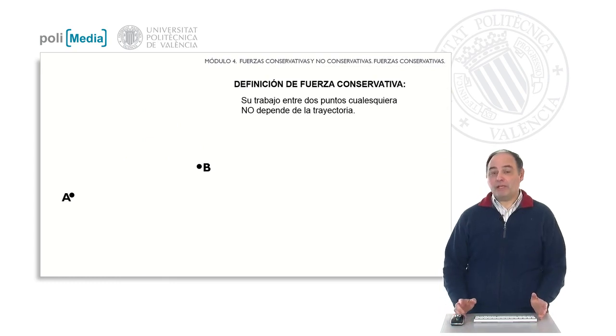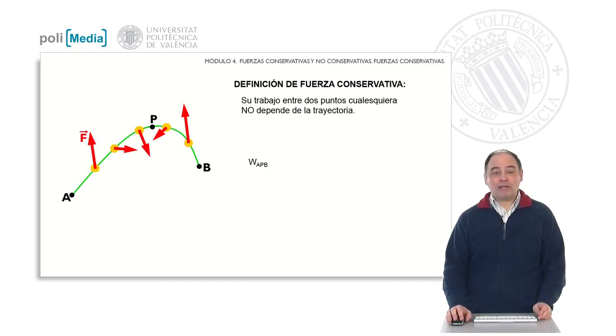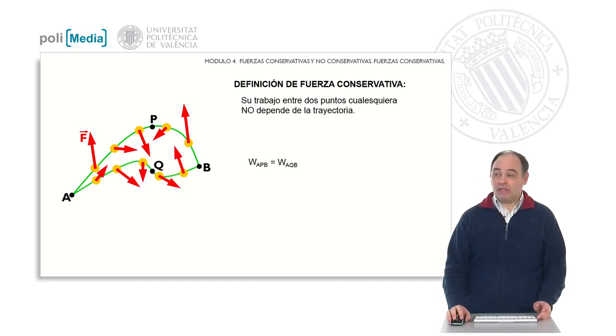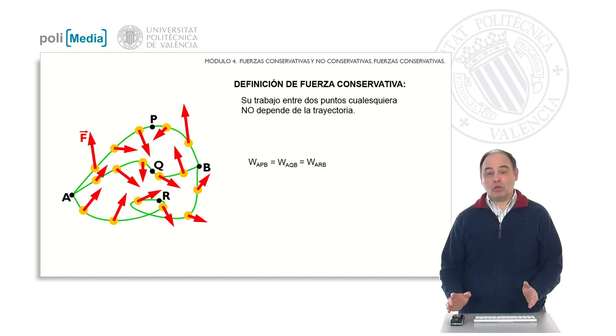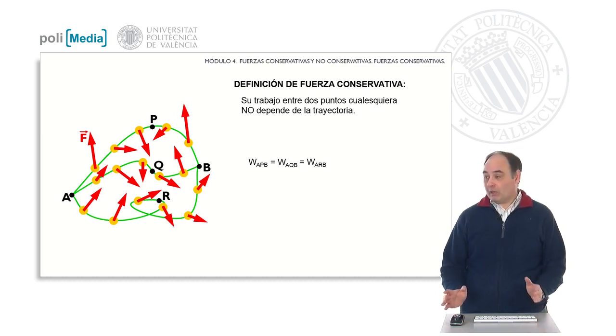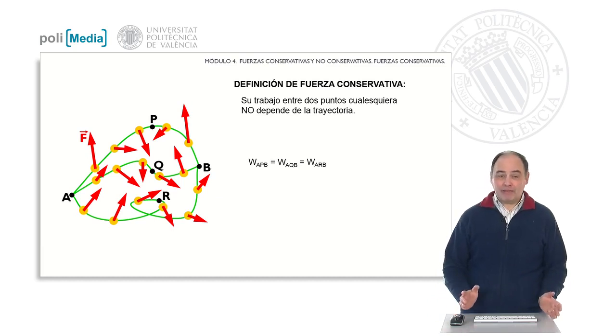The first thing is the definition of what a conservative force is. The definition is that it is one whose work between any 2 points does not depend on the trajectory. For example, there we have some points A and B. We can calculate the work along this path, APB. We can calculate the work along this other path, AQB, and along this other more twisted one, ARB, and discover that the three works are exactly the same, that the path has not influenced, and we can have taken any other trajectory of those not represented here, as long as it goes from A to B.